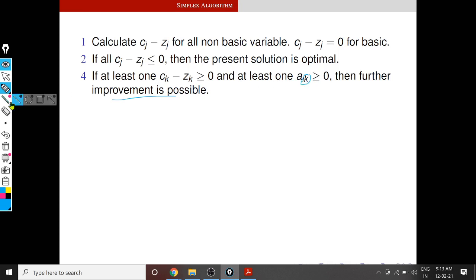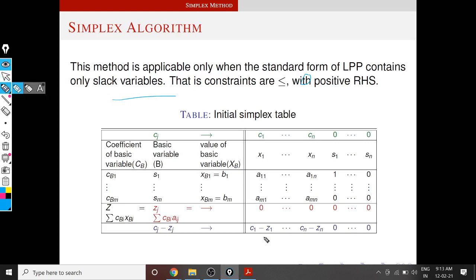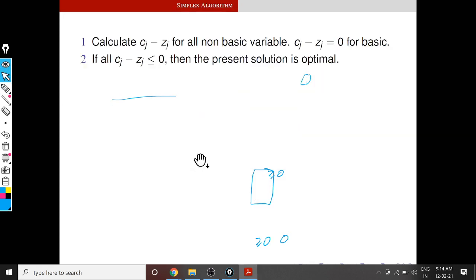For example, consider this table. We evaluate this Cj minus Zj. Suppose C1 minus Z1 is positive. Then we have to check the sign of the entries in this column. If at least one entry is greater than 0, then further improvement is possible. So if at least one Ck minus Zk is positive and at least one entry in the corresponding column is also positive, then further improvement is possible. That means we can improve the solution.